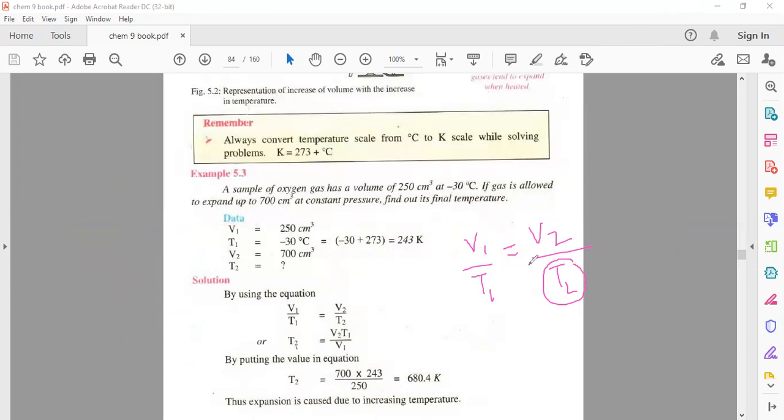T2 is in a division. On the other side of the equation, it will be in a multiplication like this. V1 is in a multiplication. On the other side of the equation, it will be in a division like V1. And this temperature T1 is in a division. So on the other side of the equation, it will be in a multiplication. So you can see here, the equation is rearranged. Now put the values.